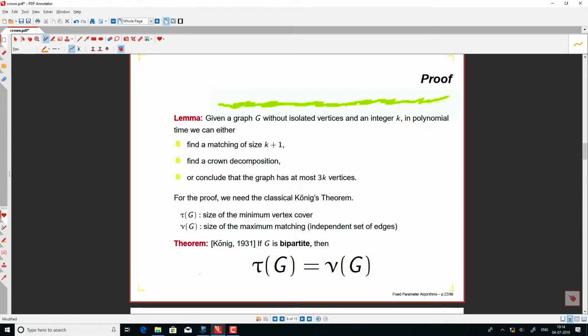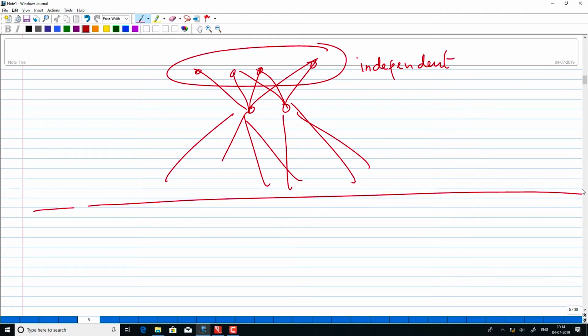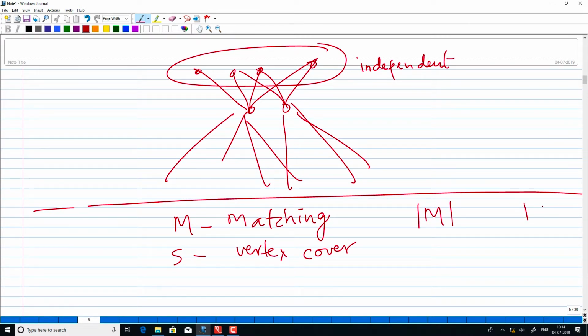But before that, let's understand the relation between matching and vertex cover anyway. Suppose I have a matching M, and S is a vertex cover. Can you tell me the relation between these two things? Which will be larger, smaller? M is smaller. Right. For any matching and any vertex cover, the vertex cover size must be at least the size of the matching. And why? Because for each matching edge, you need a separate vertex to cover. One vertex cannot cover two matching edges. Okay?